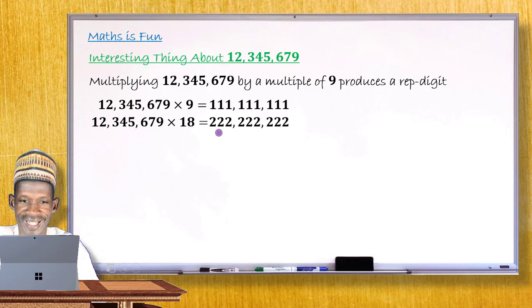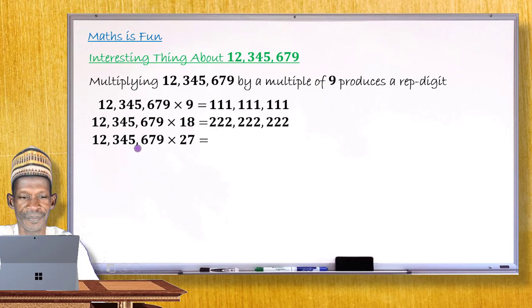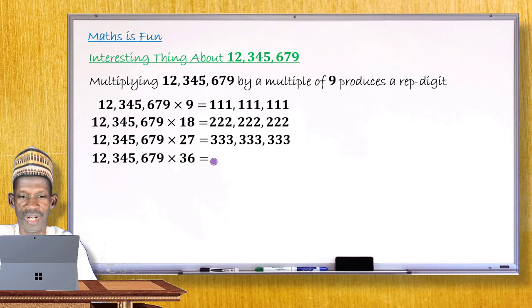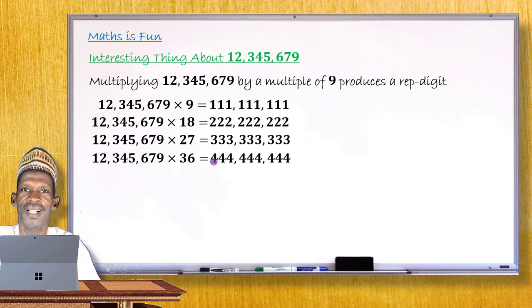If you take another multiple of 9, that means say 27, and multiply by this number, this is what you are going to have: 333,333,333. Let me just take one more. Multiply it by 36. 36 is another multiple of 9. And this is what you are going to have if you use your calculator, is another repdigit.